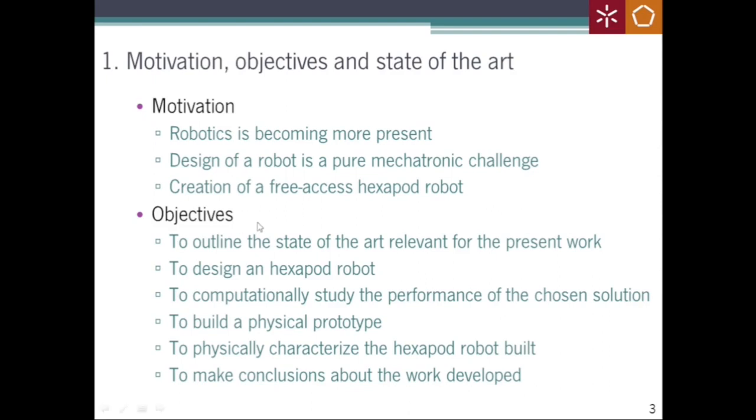The objectives of the dissertation correspond to the chapters that will be presented, namely a state-of-the-art review about hexapod robots, the design of the robot, the computational study of the chosen solution, the construction of a physical prototype, the physical characterization of the hexapod robot built, and finally to make conclusions about the work developed.